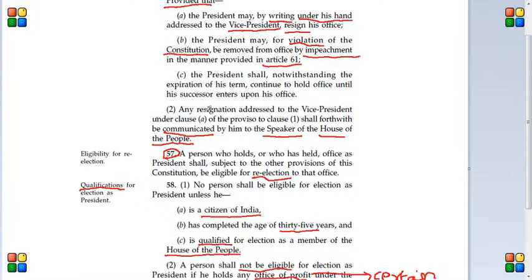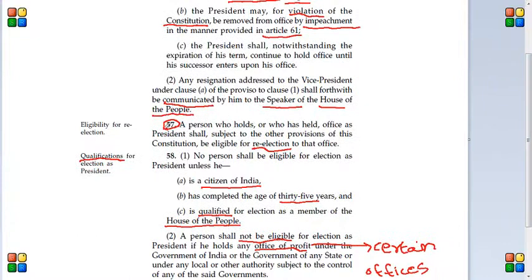Next, clause 2 says any resignation addressed to the vice president under clause A of the proviso to clause 1 shall forthwith be communicated by him to the speaker of the house of the people. It's pretty simple. We know that Rajya Sabha is under the chairmanship of vice president, so he can inform Rajya Sabha when president gives his resignation. But the Lok Sabha members also should know that president has resigned, so the vice president should inform it to the speaker of the Lok Sabha, which is house of the people, so that people of Lok Sabha also know that president has resigned. So that's the thing.